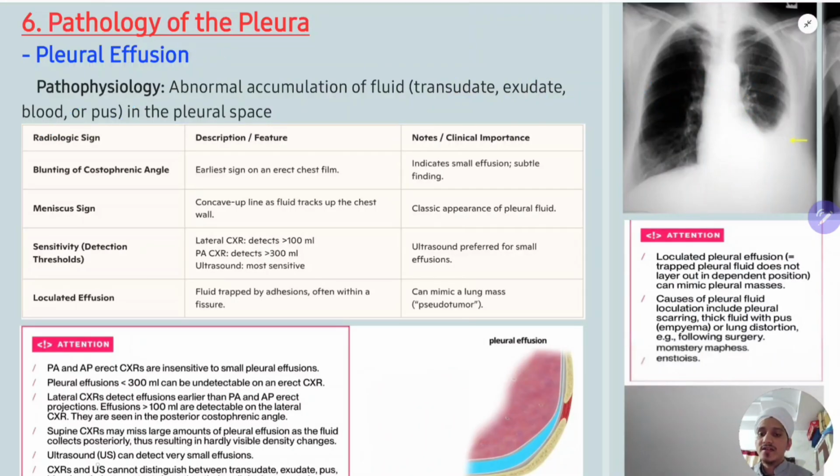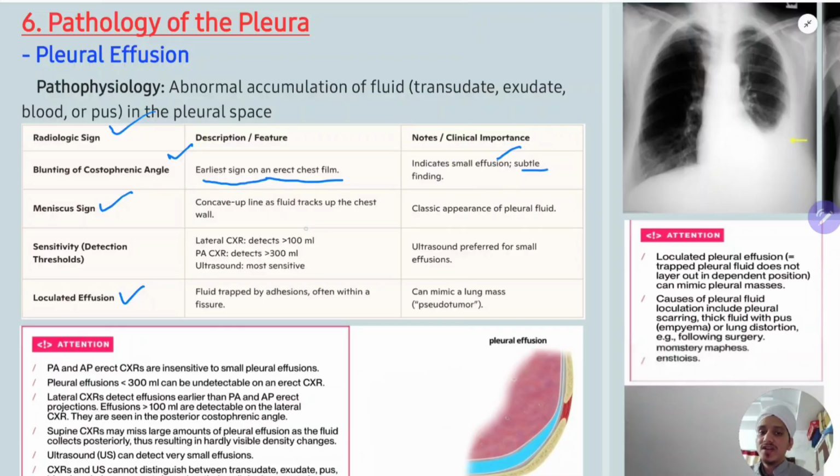So let's see what the findings are under pleural effusion. Number one, the first finding which we see is blunting of the costophrenic angle. Second is the meniscus sign, and another is loculated pleural effusion. Blunting of the costophrenic angle is the earliest sign of pleural effusion on an erect chest film. It indicates a small effusion and is a very minimal finding.